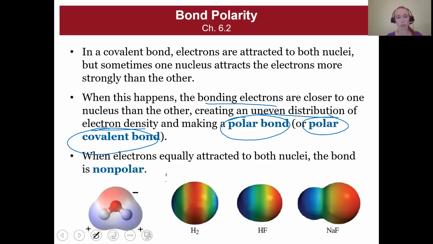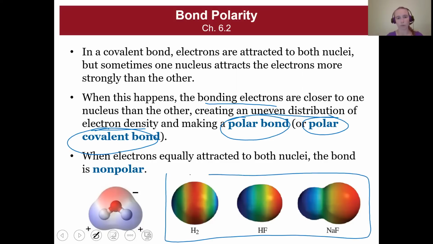So let's look at what that means. Down here, this is from your book, we have the H2 molecule, the HF molecule, and the sodium fluoride molecule, so NaF. So we can see the whole spectrum here. When electrons are shared equally, or they're equally attracted to both nuclei, we call that a nonpolar bond. And that's what we see here with the H2 molecule. Hydrogen and hydrogen are the same, so both hydrogen atoms share those electrons equally.